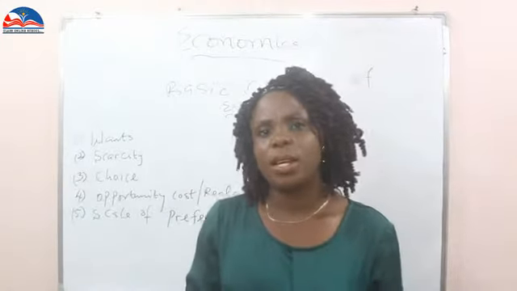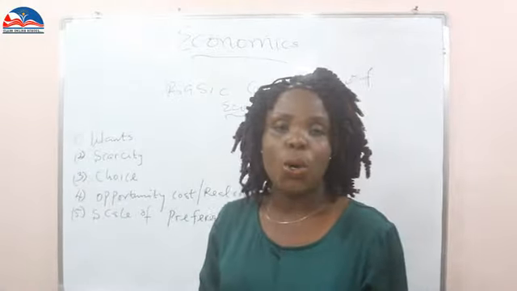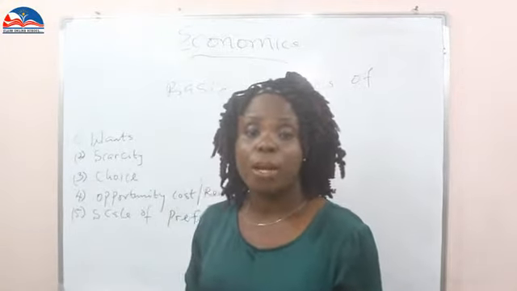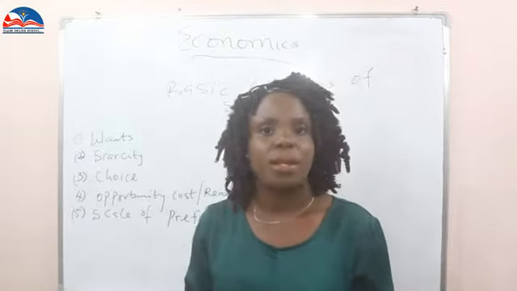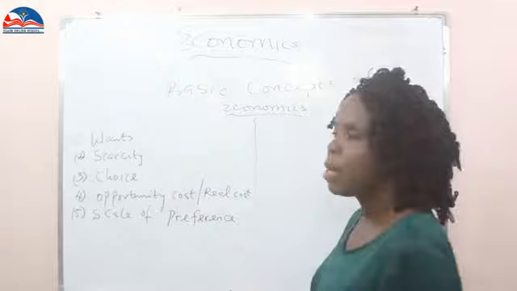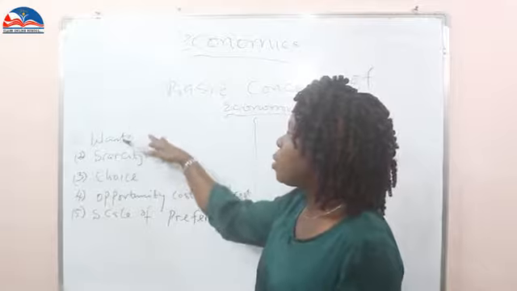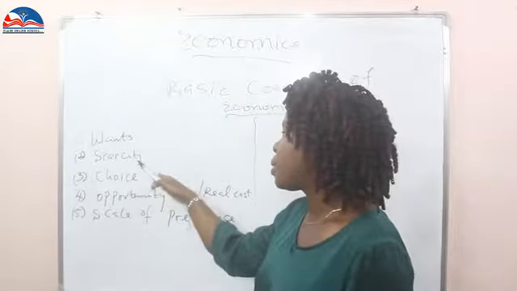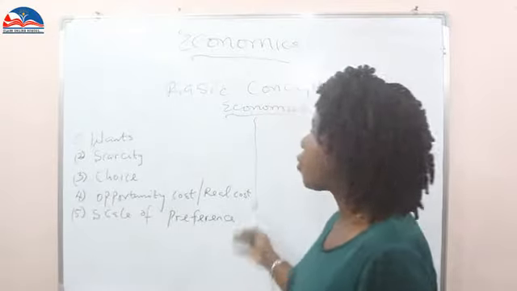In our class for today, we are going to talk about the basic concept of economics. Though in our previous class, we talked about the meaning of economics, the problems, why economics is a science, and some concepts about economics. Today we are going to talk about the basic concept of economics. What are these basic concepts? We have one, want. We have the second one, scarcity. We have the third one, choice. Opportunity cost. Then we have another one, scale of preference.